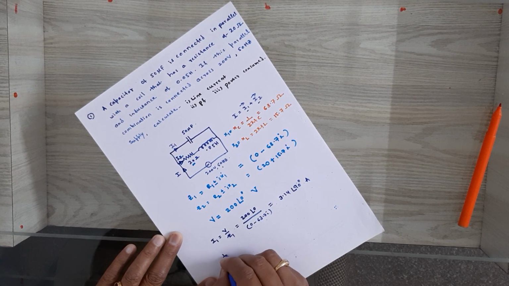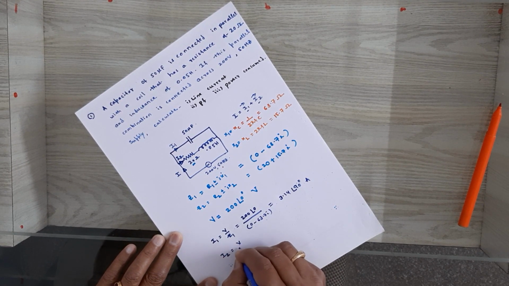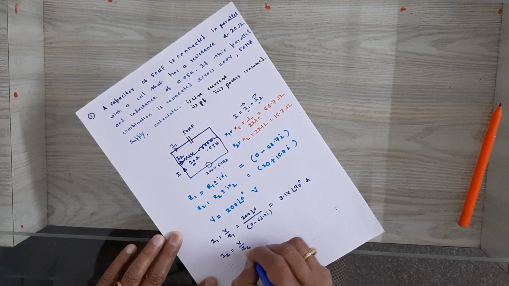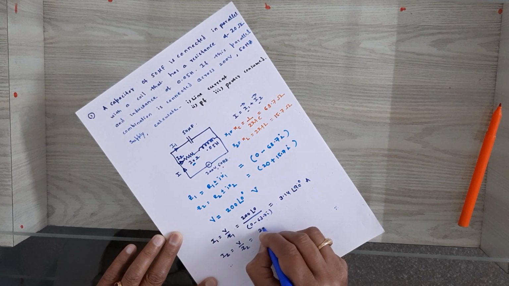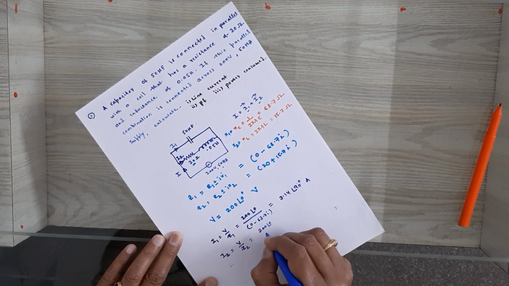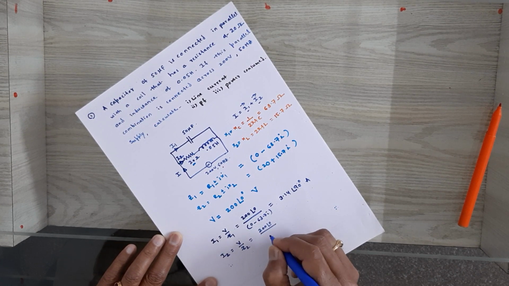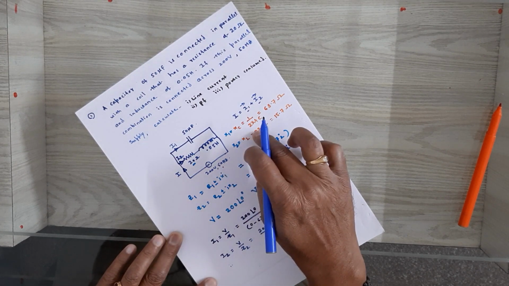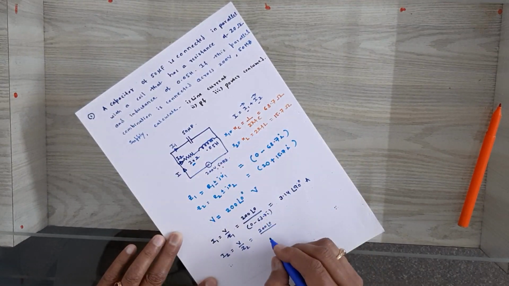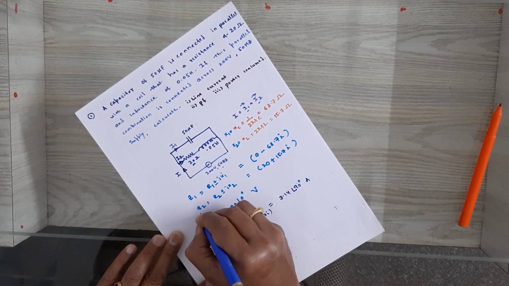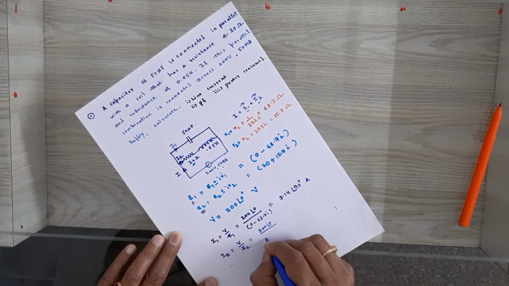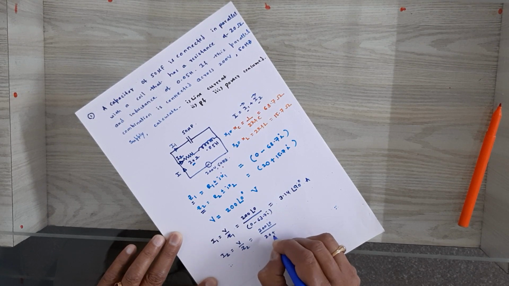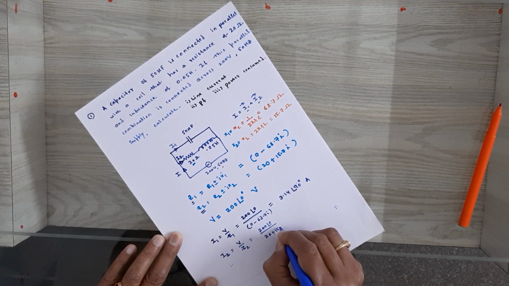Similarly, you find out what is I2. I2 is once again V divided by Z2. What is V once again? It is 200 an angle of 0 degree divided by the impedance of the second circuit, which is 20 plus 15.7 I.